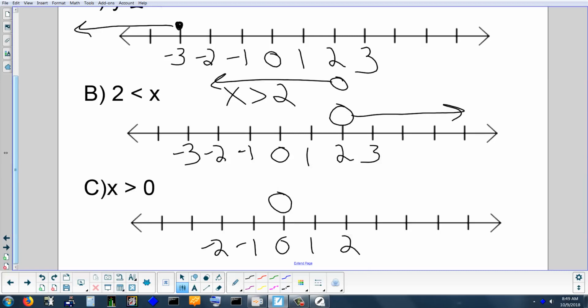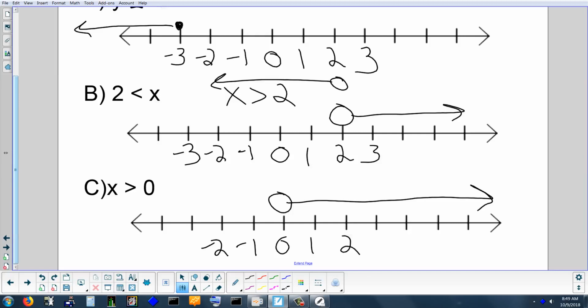Now, Yusuf, which direction is it going? Right. So every number to the right of 0 would work as a solution for this. Remember, we draw it as an arrow because that arrow goes on forever. Would my solution set include 0? Yes or no, Savannah? No, right? Because there's no line underneath, and it's not shaded in. Right, so it would not include 0.